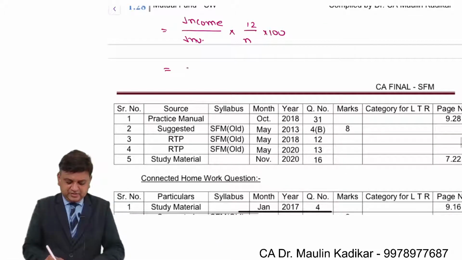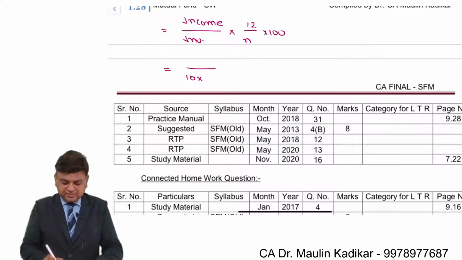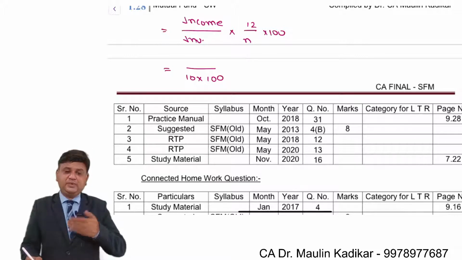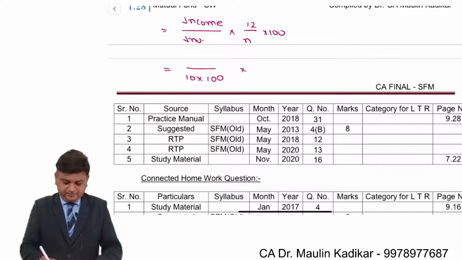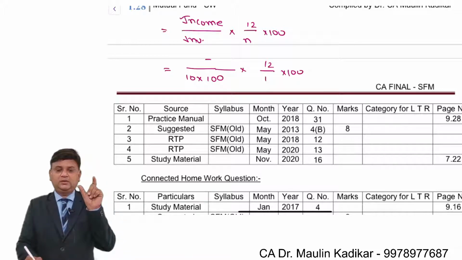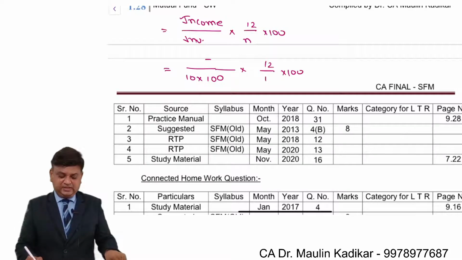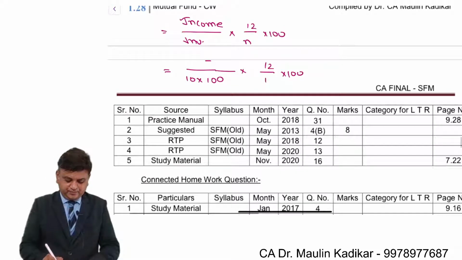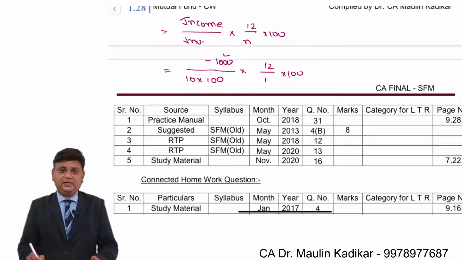The investment is 10 rupees, the issue price, and the number of units in which the investor made investment is 100, into 12 divided by n, that is 1, into 100. As far as the income is concerned, the income is calculated as the amount minus 1000, that is the investment that he made. Now this is what we are required to compute.